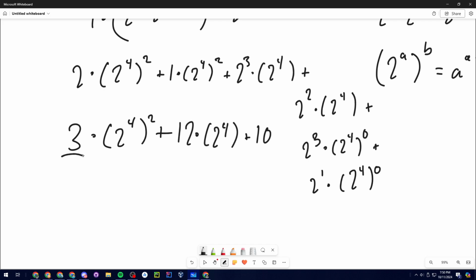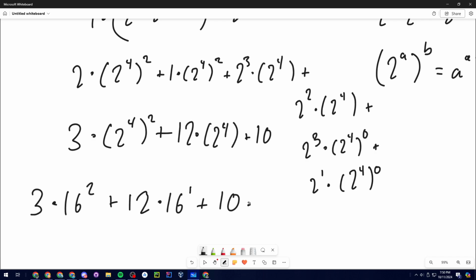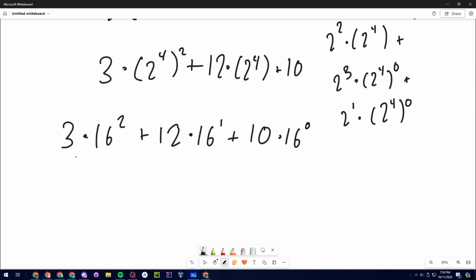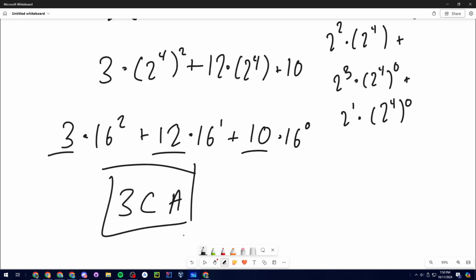So I'll write this out now so you guys can see how it looks. You have 3 times 16 squared plus 12 times 16 to the 1st plus 10 times 16 to the 0th, and that is in base 16. So we have 3, 12, 10, which is 3, C, and A. So 3CA is the answer. Okay.